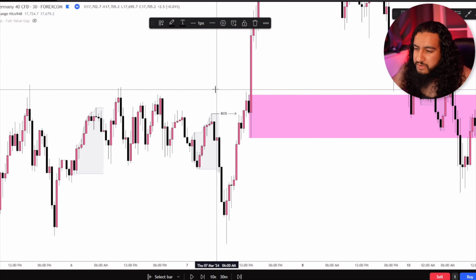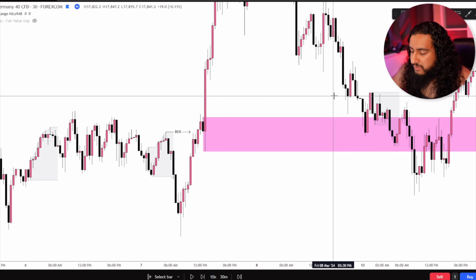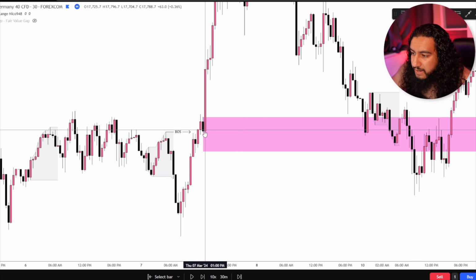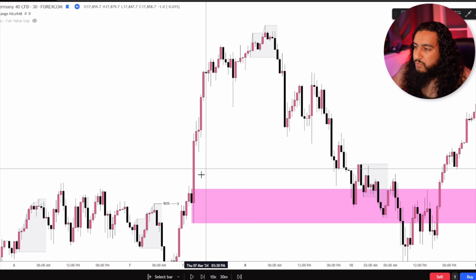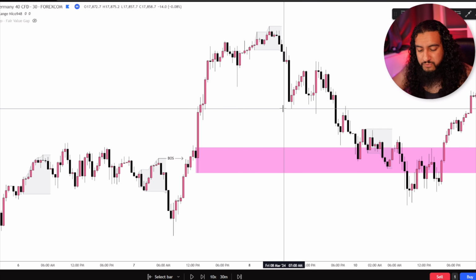Or, okay, market structure shift, whatever. But break of structure, for just the sake of this example, we have a break of structure to the upside. Price barely retraced and then started moving up even higher, right? This is another way this discounted region presents itself.